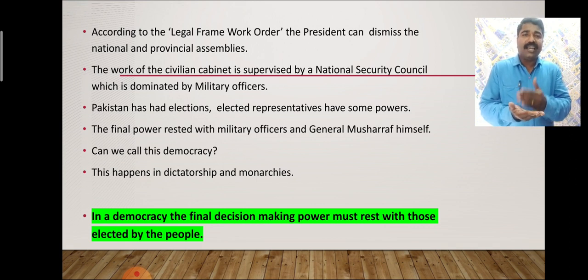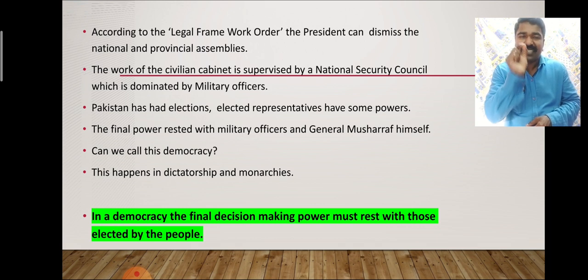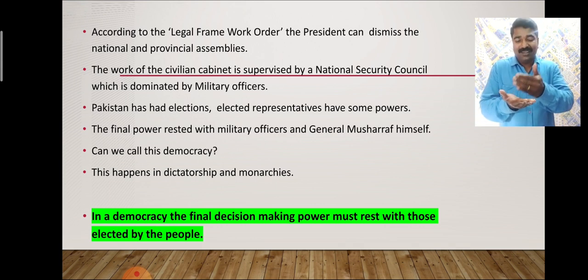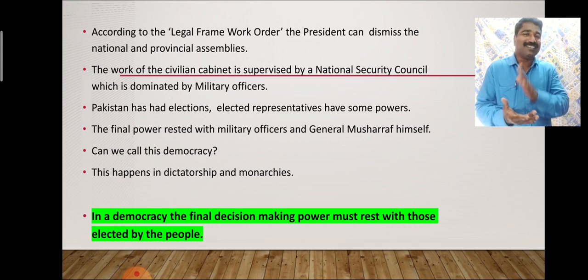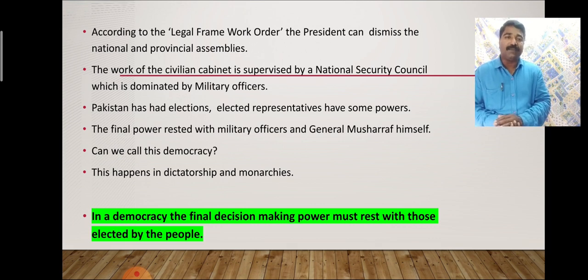We need elected people, and they should have the power. In a democracy, the final decision-making power must rest with those elected by the people. That is the important function. There are a lot of countries around us with a formal government elected by the people but with less power; we cannot call them democratic. In a democracy, the final decision-making power must rest with those elected by the people.